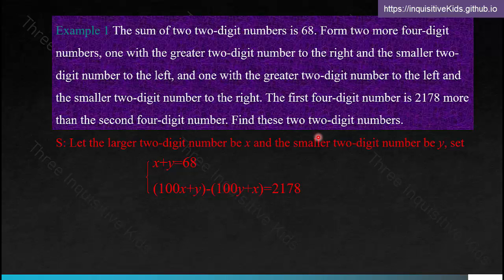So since the sum of the two-digit numbers is 68, we know x plus y is equal to 68. We also can express the first four-digit number as 100x plus y, and the second four-digit number as 100y plus x, and we know their difference is 2,178. Solved, x is equal to 45 and y is equal to 23. The answer: these two-digit numbers are 45 and 23.